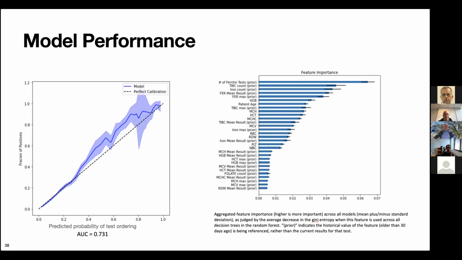So the model performance is pretty good. This is a calibration curve of the predicted probability of test ordering and the fraction of times that the test was actually ordered. This is the perfect correlation line, and we're pretty close to that. So we're getting fairly decent results. Here there's less data, and so you can see that the uncertainty is much higher. And then this is a feature importance report on what features that we look at are most important in helping us make this decision about whether a ferritin test ought to be ordered.